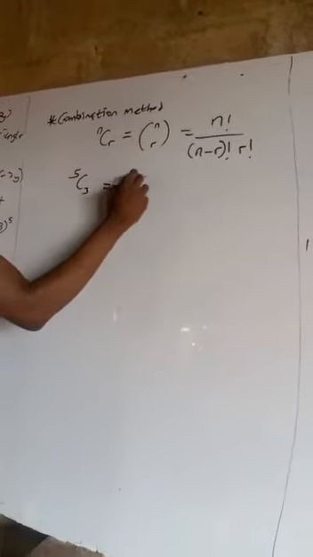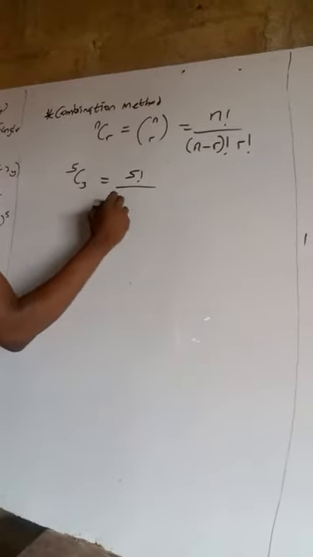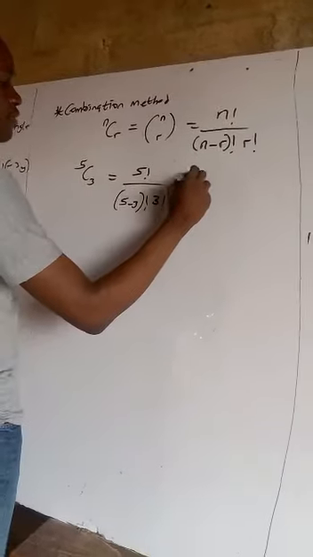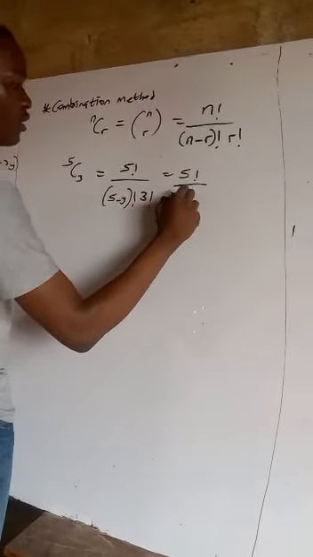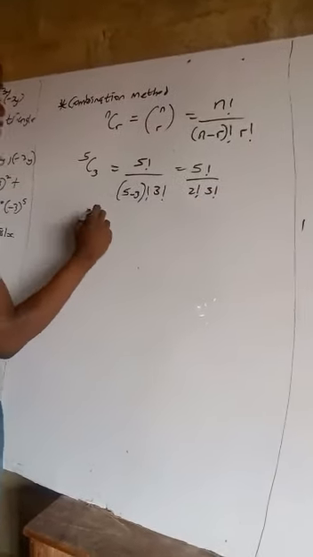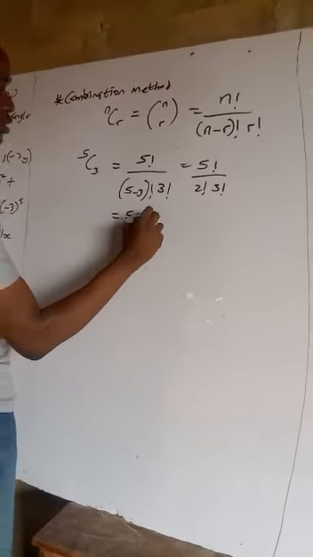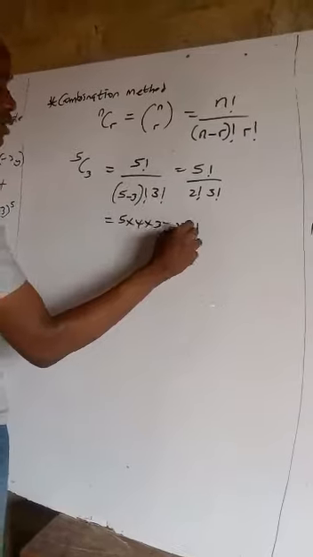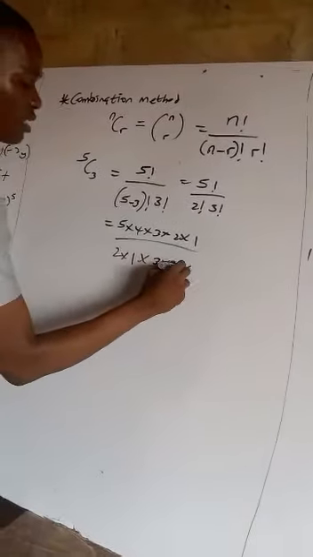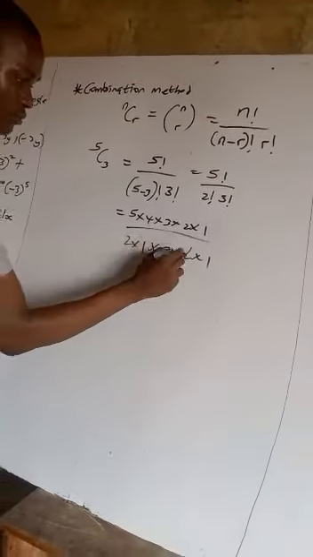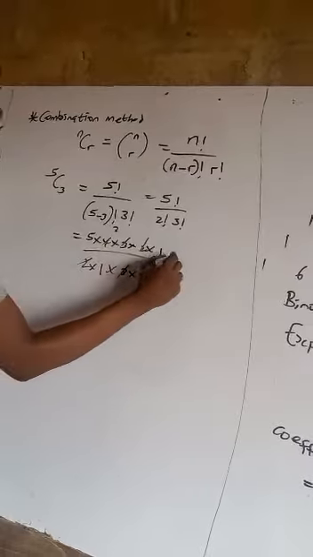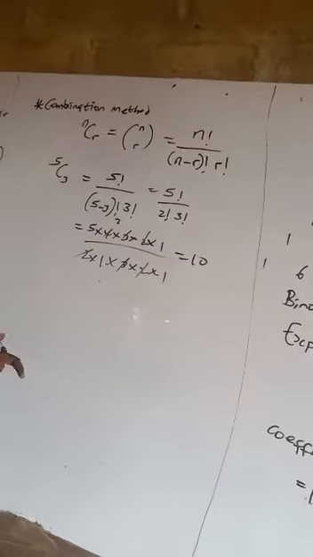So an example is 5 combination 3. That will be 5 factorial all over 5 minus 3 factorial 3 factorial. That is 5 factorial all over 2 factorial 3 factorial. So reduce this to the lowest term. That will be 5 times 4 times 3 times 2 times 1 all over 2 times 1 times 3 times 2 times 1. 2 here, 2 here, 2. That will be 10. I think you understand.